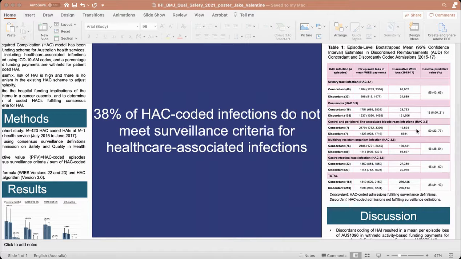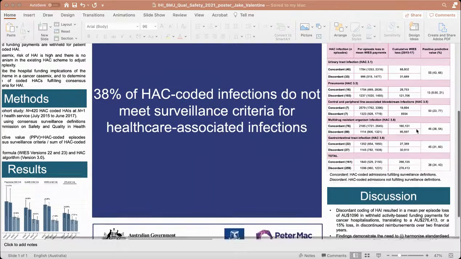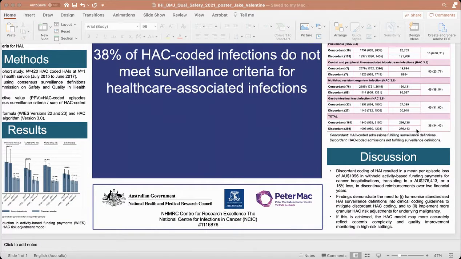The take-home message is that a significant amount of funding would be lost, retrospectively of course, as per this analysis, for coded episodes that did not fulfill surveillance inclusion criteria. Overall, discordant coding of healthcare-associated infection resulted in a mean per-episode loss of about $1,000 in withheld activity-based funding payments, which over a 2-year financial period amounts to about $276,000, or a 15% loss in activity-based funding payments.